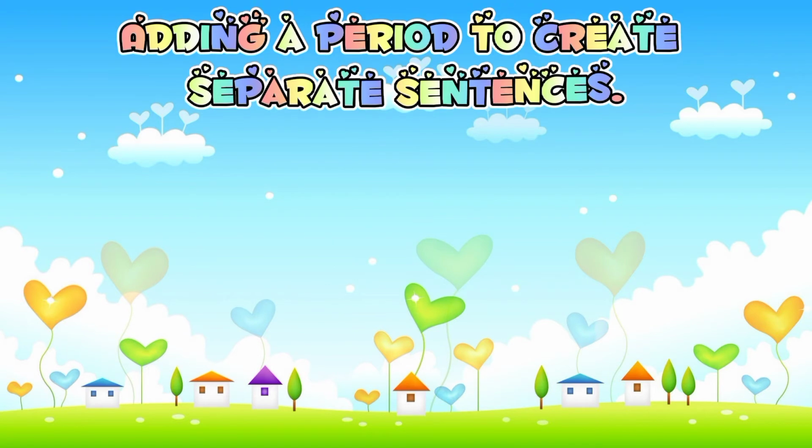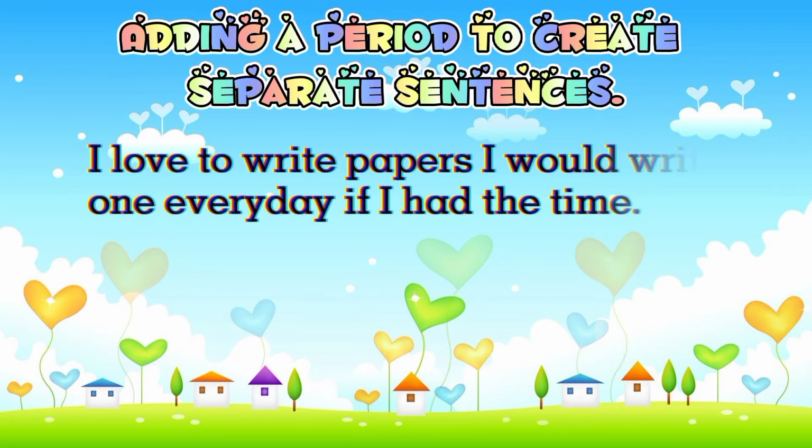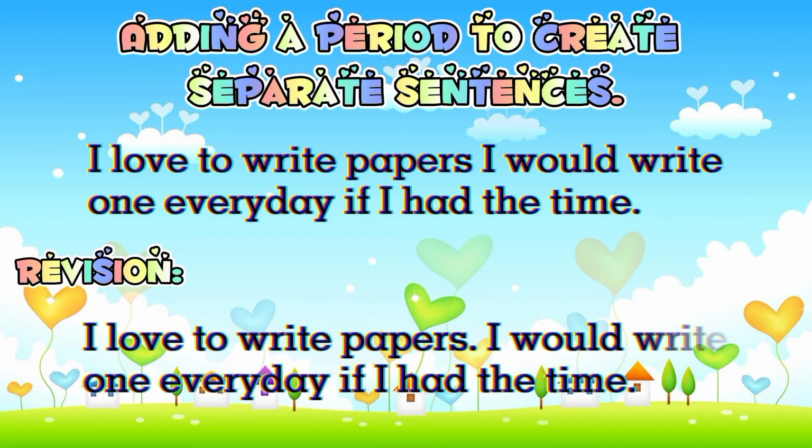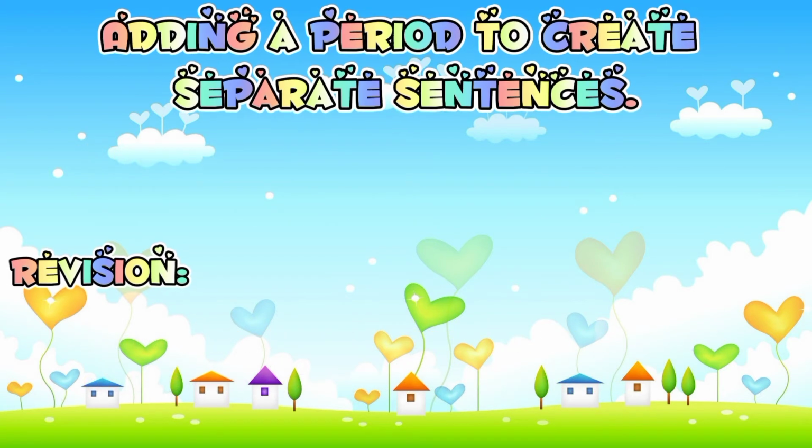First is adding a period to create separate sentences. The easiest way to fix a run-on is to split the sentence into smaller sentences using a period. This revision works especially well with longer sentences. Let's take the first sentence. I love to write papers. I would write one every day if I had the time. And the revision will be, I love to write papers. I would write one every day if I had the time. You just need to put a period between the two independent clauses to separate them into two sentences.